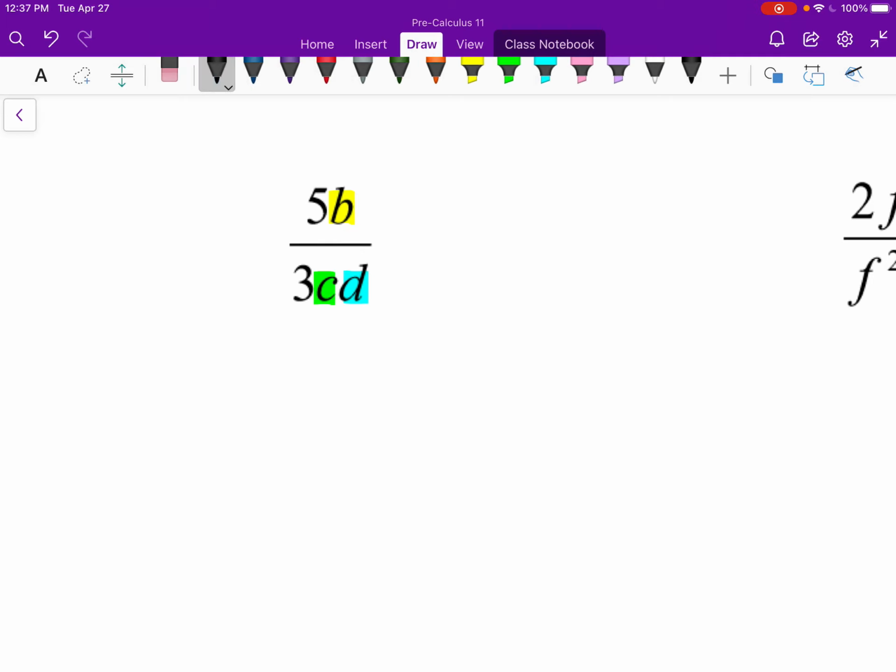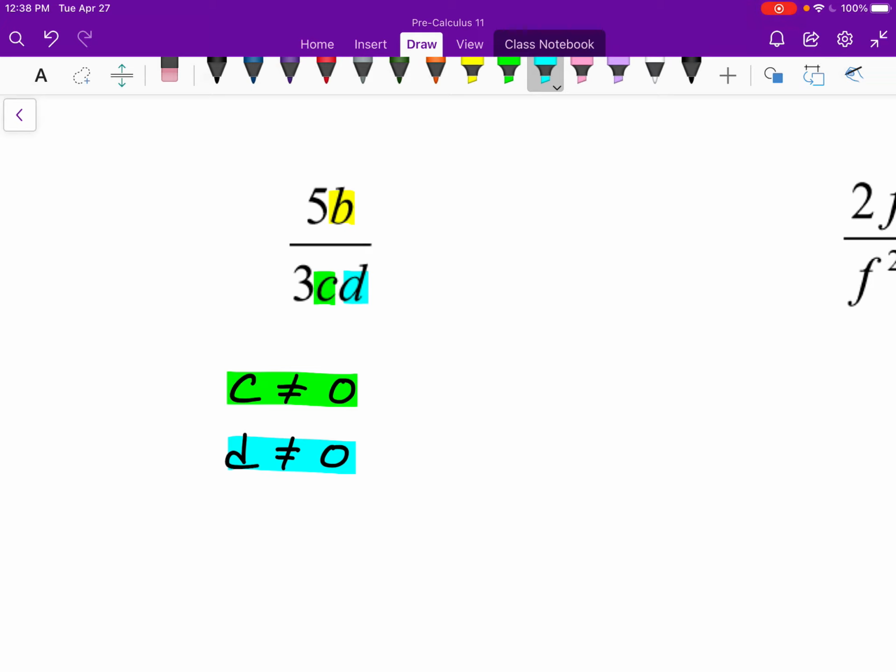There are no restrictions on b. But c and d both cannot equal 0. c cannot equal 0, and d cannot equal 0. Because again, notice if c equals 0, I have 3 times 0. And don't forget your 0 times tables. 0 times anything is 0, easiest ones. And so as soon as c equals 0, I don't really care what that number for d is. The whole denominator will equal 0. And same thing for d. As soon as d equals 0, I don't care what c is. The whole denominator will equal 0. But b can be anything. So there are no restrictions on b.